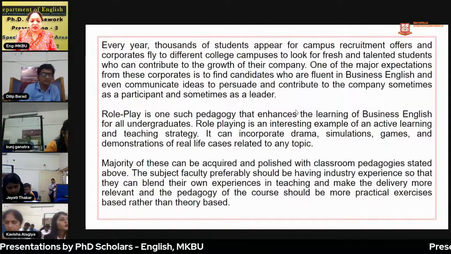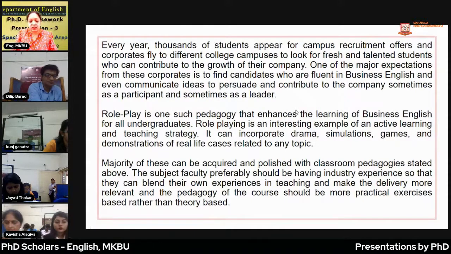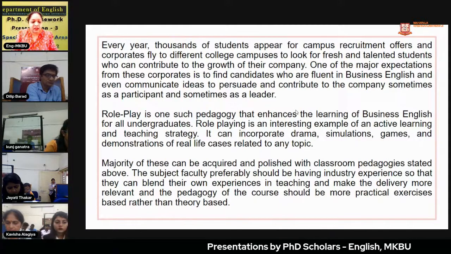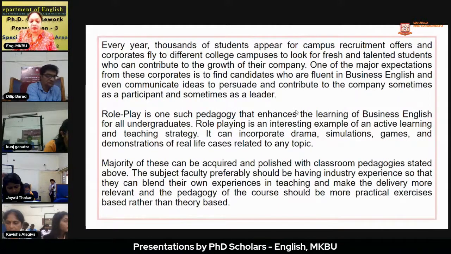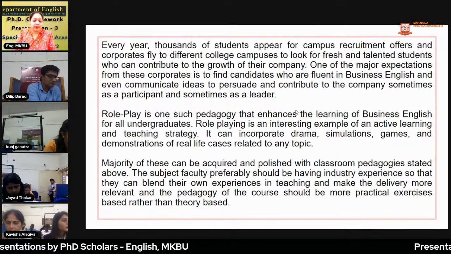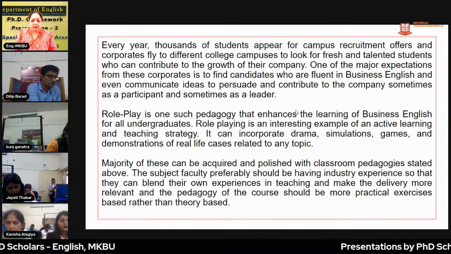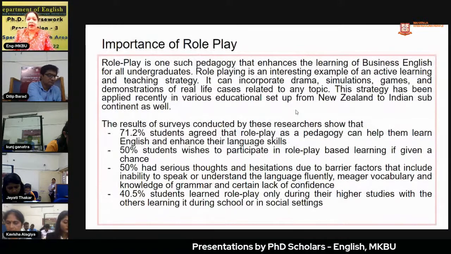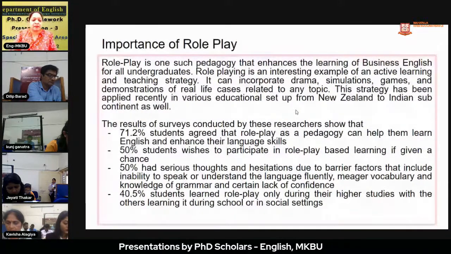And the subject faculty, whoever is teaching, preferably has to have a bit of industry experience so that they can blend their own experiences as well. And they exactly know how a role play can be conducted. I'll give you a very small example, something that I myself tried and tested in my classroom.